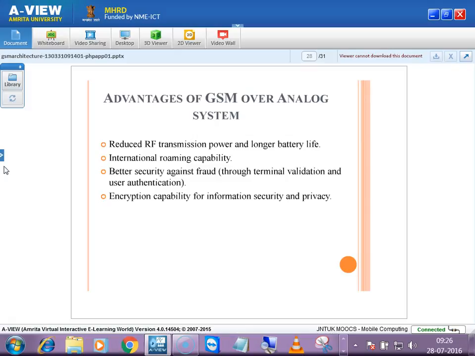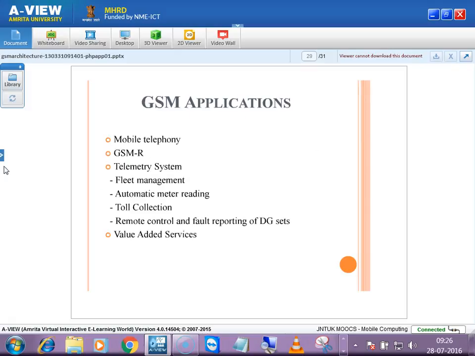International roaming capability, you know this, and better security against fraud, because in 1G you don't have any security mechanisms. Here you are having the algorithms. And the user is also authenticated. Once he is authenticated, then only he is provided with services. Otherwise, no services are provided to him, and he will be kept in the blacklist also. Encryption capability for information security and privacy. So these are the advantages.